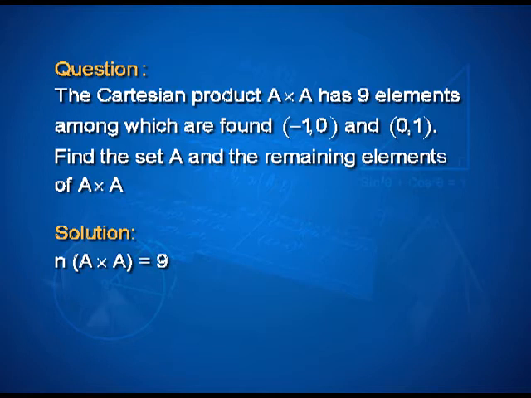So, how many elements does set A have? Surely, we are looking at the number of elements in A multiplied by the number of elements in A to be 9. Therefore, the number of elements in set A will be 3. Now, do you need any more guesses as to what the elements would be in the set A?